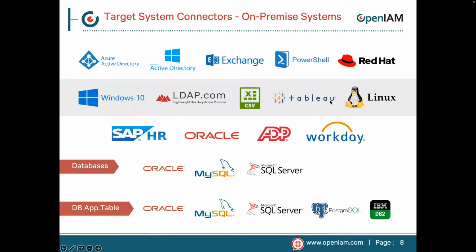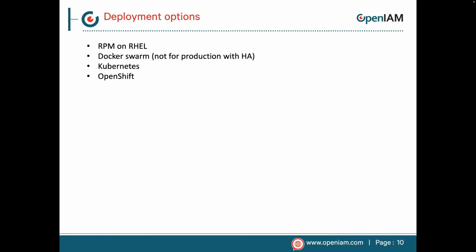Okay, and the way that we talk to our different systems is through connectors, and this is a growing list. I think this graphic provides a partial summary. I don't think this is complete, but you get the idea, right? And let's skip past this. So let's talk a little bit about how we can deploy OpenIAM.